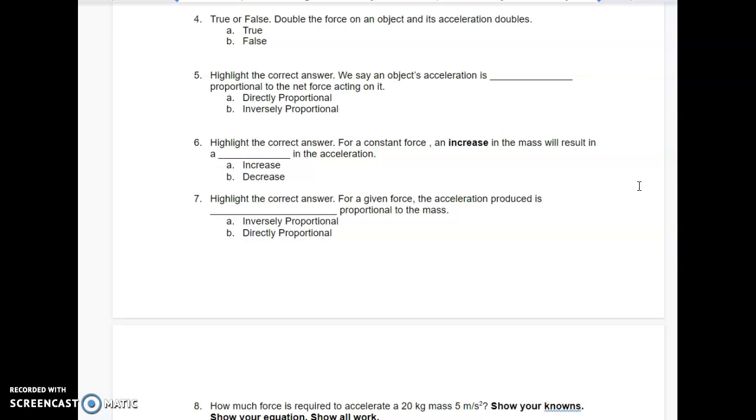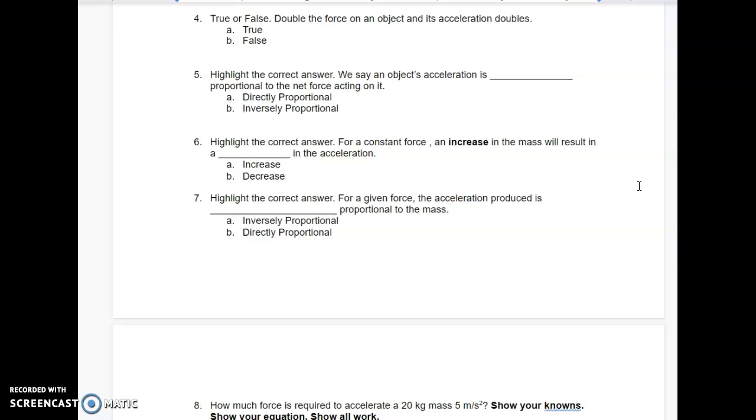Again, if you have a more massive object, then that object has more inertia, which means it has more resistance to change its state of motion. So if it's an object at rest, it wants to stay at rest. So if you keep that constant force and then you apply an additional mass, you're going to see a decrease in your acceleration. So for a given force, the acceleration produced is blank proportional to the mass.